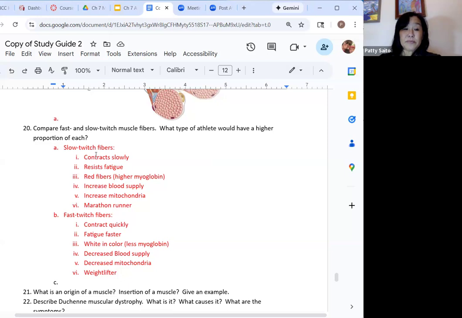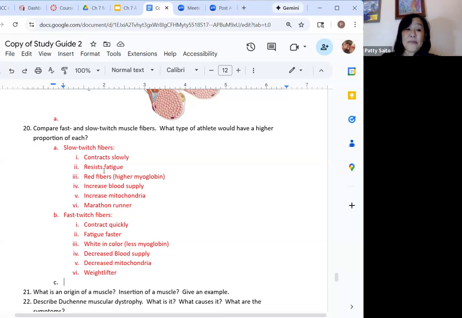Slow twitch fibers look different. They are red in color, and they're red fibers because they have a higher pigment called myoglobin. And myoglobin is a pigment that binds to oxygen. So, they also have more blood supply. So that's what makes them red also. They contract very slowly and they resist fatigue, meaning they can contract slowly for a very long time.